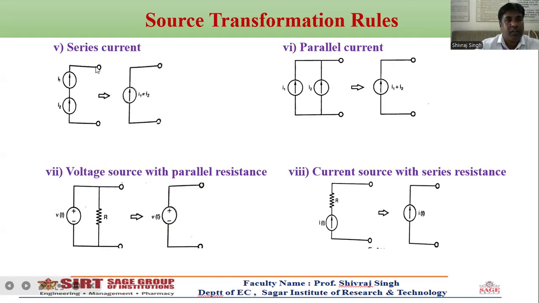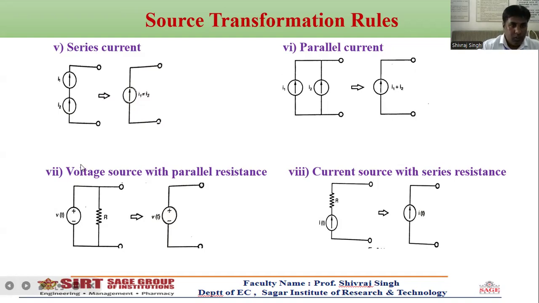Now, in terms of current, series current: if n number of current sources are connected in series, then this is replaced by a single current source. That means in this case, the I1 and I2 currents are the same. Next one, parallel current: if n number of currents are connected in parallel form, then the equivalent is the addition of the currents if they are in the same direction. If the current directions are opposite, then they are subtracted.